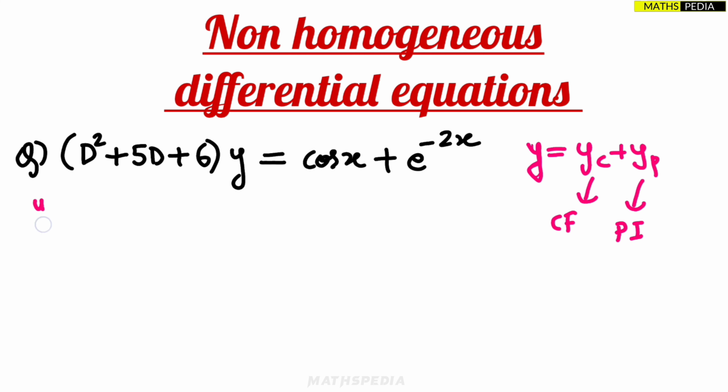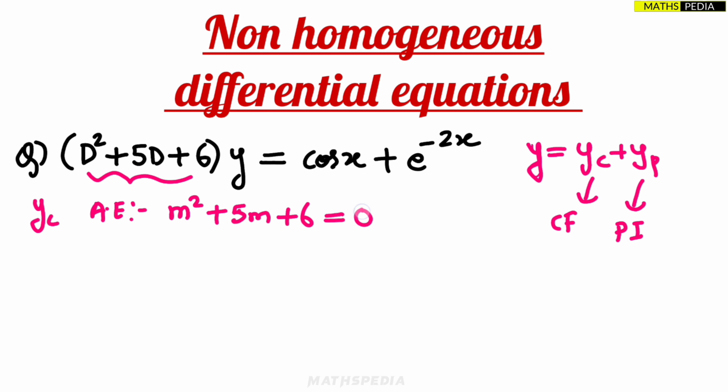So yc can be found out by first introducing the auxiliary equation, which is nothing but whatever is there inside the bracket, which is the function of d, that has to be converted, or we can say the m has to be substituted in place of d. So it will become m square plus 5m plus 6 and equate it to 0 since it is the auxiliary equation. From this we have to find the value of m. We can go by splitting up the middle term, factorization method, or you can apply the quadratic formula, or otherwise use a calculator to find the value of m. So we'll go by the factorization method.